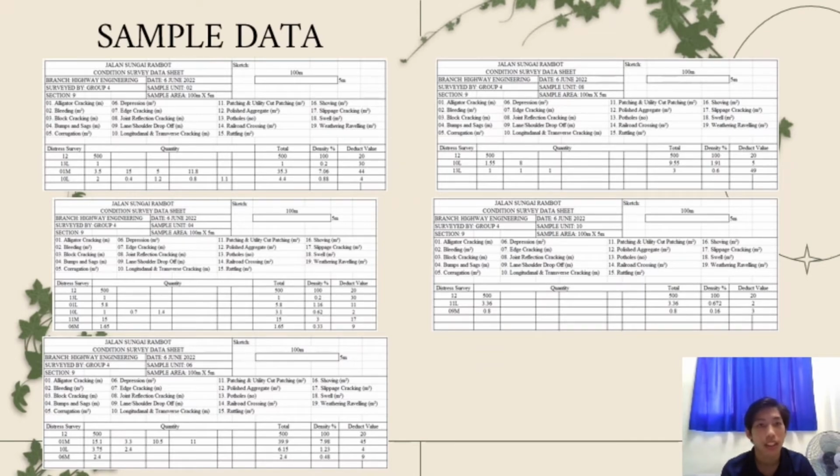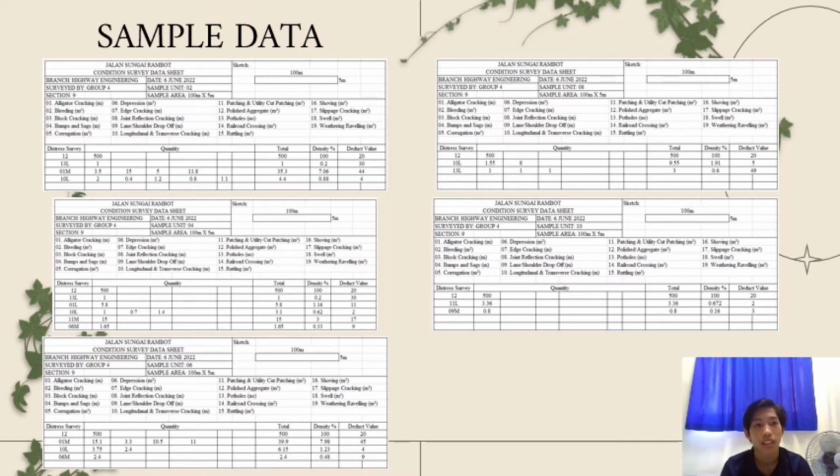Our group has collected the sample from site at Jalan Sungai Rambut. We took 10 samples, which is 100 meters each sample, and total up to 1 kilometer. By using systematic random technique, we only take 5 samples, which are sample 2, sample 4, sample 6, sample 8 and sample 10.